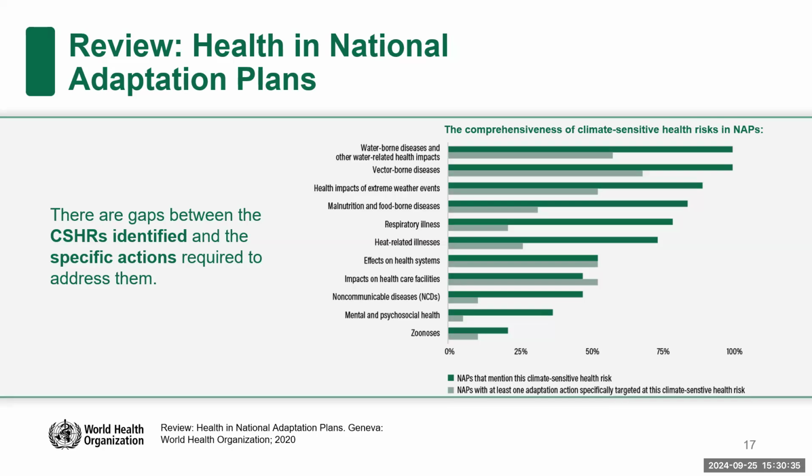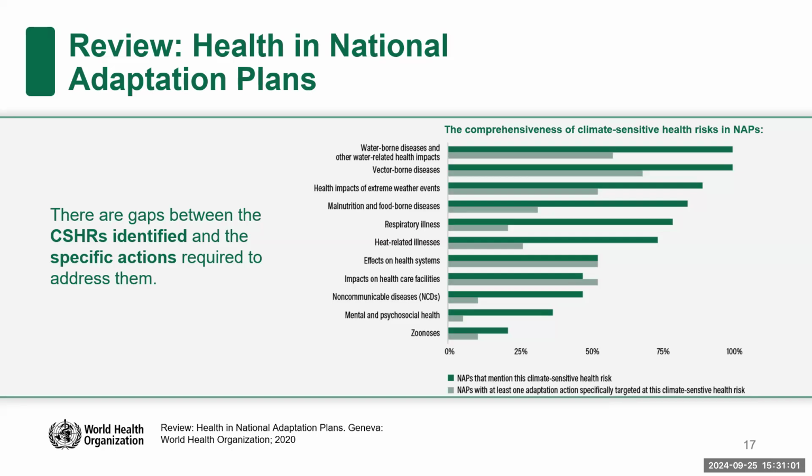So for example, while all the NAPs mention waterborne or water-related health impacts, just over half included at least one adaptation action. 16 of the 19 NAPs mention malnutrition and foodborne diseases as key climate-sensitive health risks, but only 6 specify related adaptation actions in the health chapter of their National Adaptation Plan.